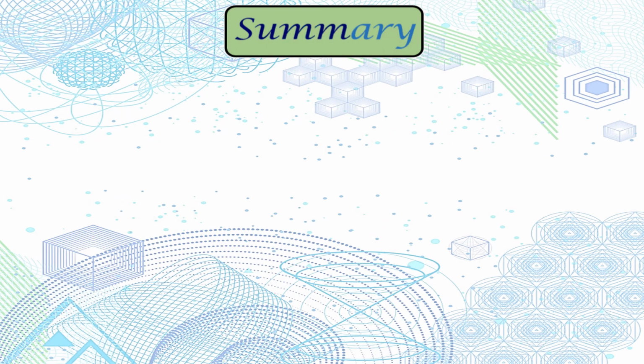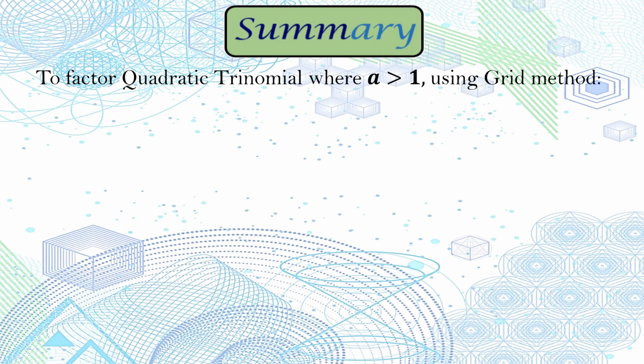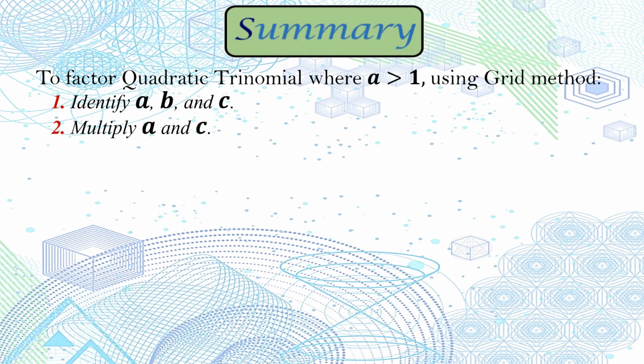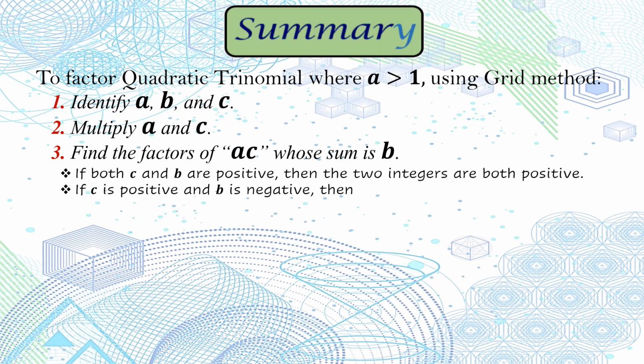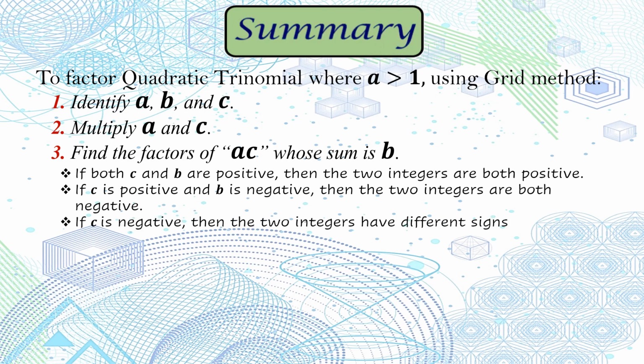Let us summarize what we have learned. So to factor quadratic trinomial where a is greater than 1 using the grid method, first, identify a, b, and c. Second, multiply a and c. Third, find the factors of AC whose sum is b. So if both c and b are positive, then the two integers are both positive. If c is positive and b is negative, then the two integers are both negative. If c is negative, then the two integers have different signs. The sign of the middle term tells you the sign of the larger integer.